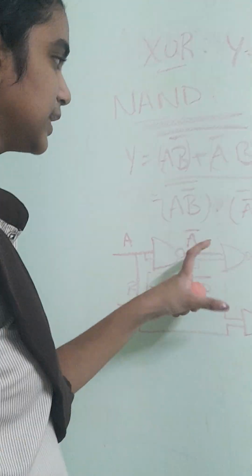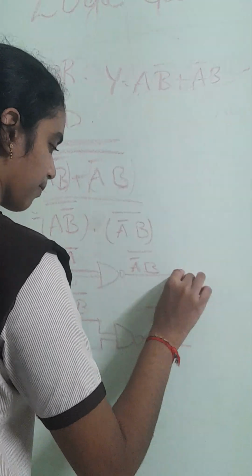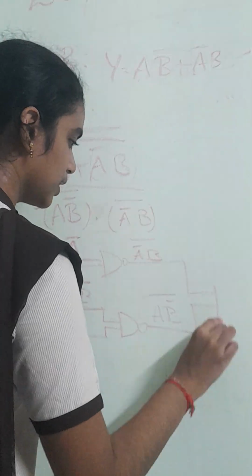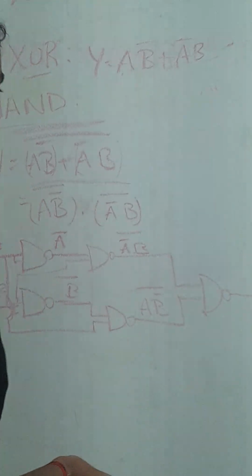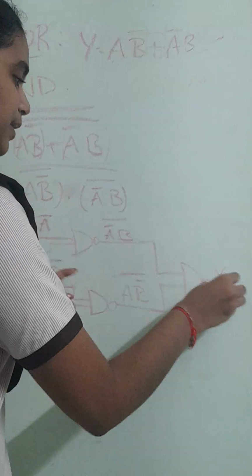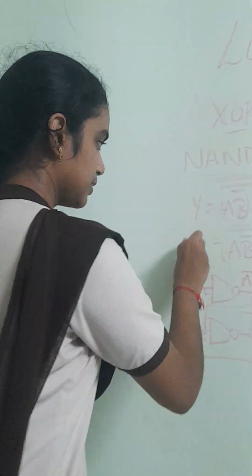Now what I am doing is I am joining these two again, fast, using a NAND gate. So I will be getting the desired output, that is the Y. So this is Y. So this is the conversion of XOR gate to NAND gate.